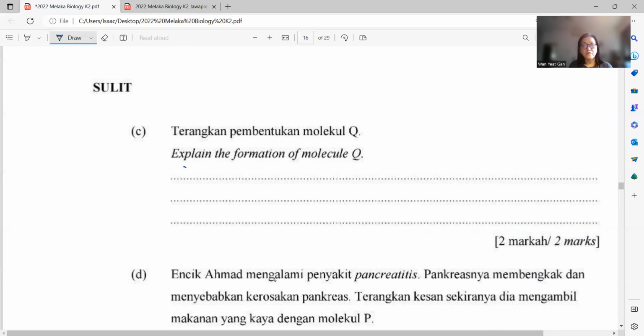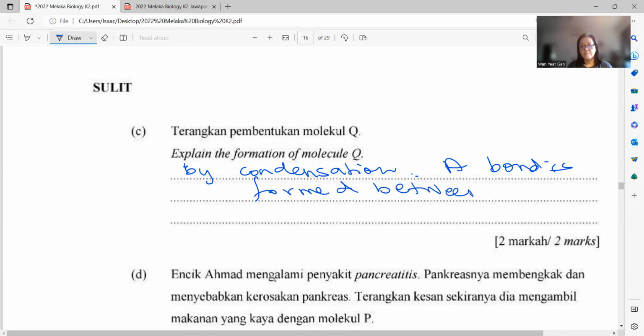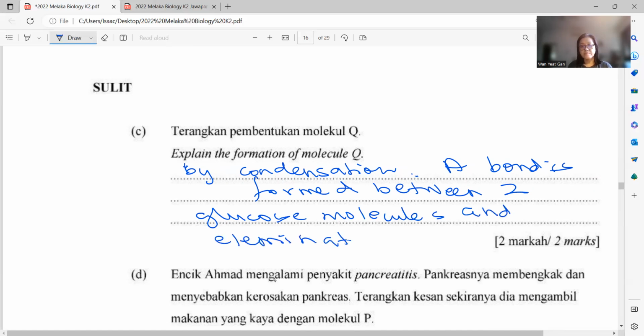So maltose is formed by condensation, okay, where a bond is formed between two glucose molecules, and it results in the elimination of one molecule of water.